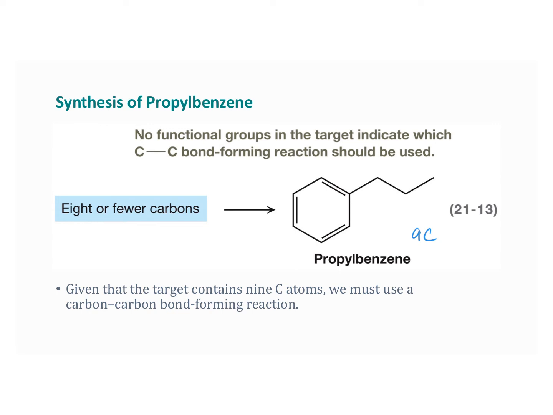The other kind of issue here is this target doesn't have any functional groups we would normally see in the product of a carbon-carbon bond forming reaction we've looked at so far. Okay, so no functional groups. So we don't quite have a hint of what we should do. Now, that being said, this is one of those tricky situations where there could be multiple ways to synthesize this. There are multiple ways to synthesize this.